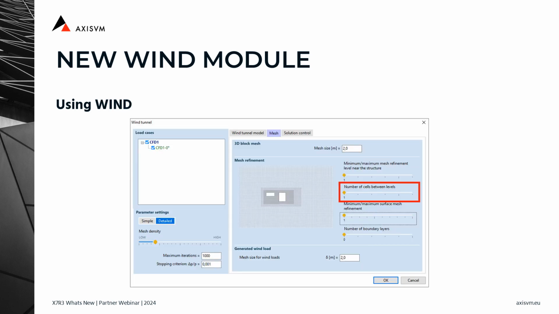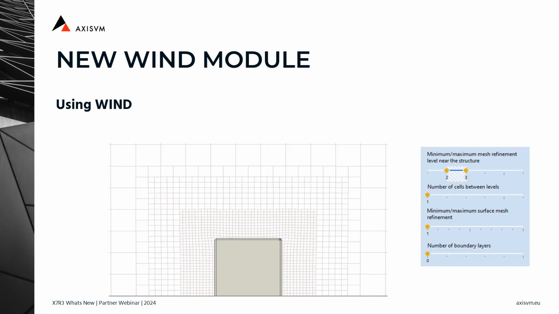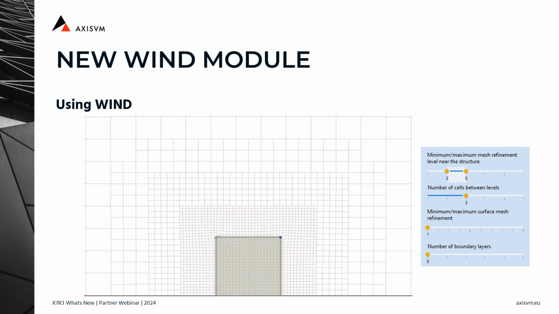The number of cells between level slider controls the transition in mesh refinement. Between level changes, at least this many layers of cells are used at a given refinement level. This is the mesh with the setting on 1, and this is it set on 3.